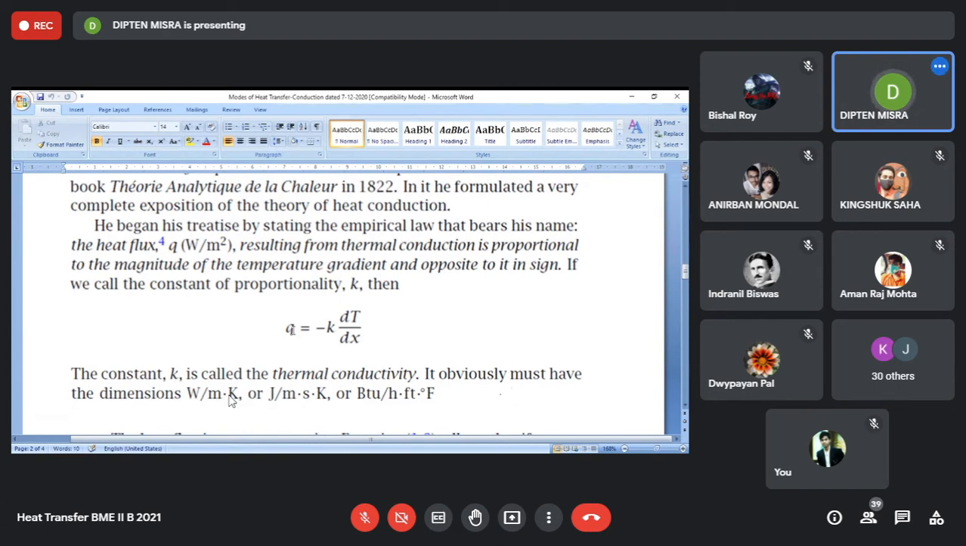And what is the unit of this heat flux? It is the rate of heat transfer per unit area, so the unit will be watt per meter square.